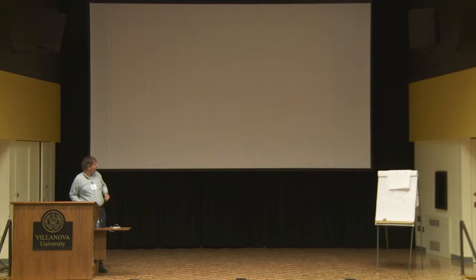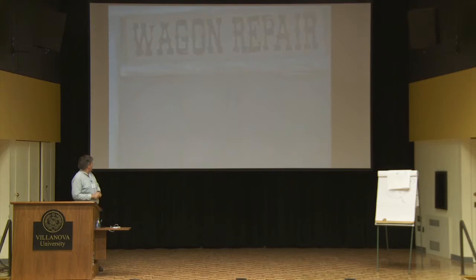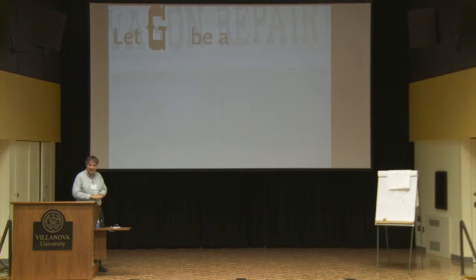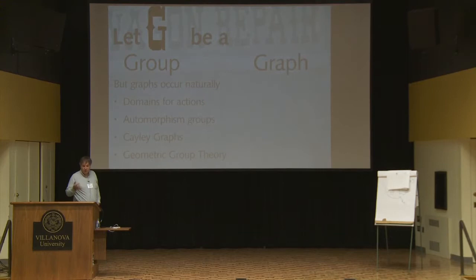Since we are in a cinema here, I thought I'd start with a cinema opening. And we zoom in to where the action happens. It happens at the letter G. And as Misha told us, G is a group. For some people, of course, G also is a graph. In fact, these worlds aren't really that separate. If you are interested in group theory, as I am, you have graphs occurring naturally as domains for group actions, as areas where groups arise, as automorphism groups, as graphs.